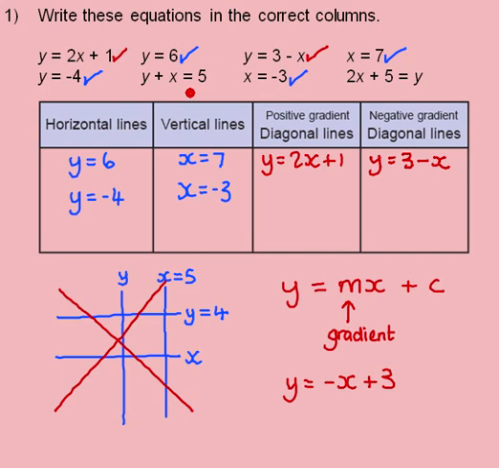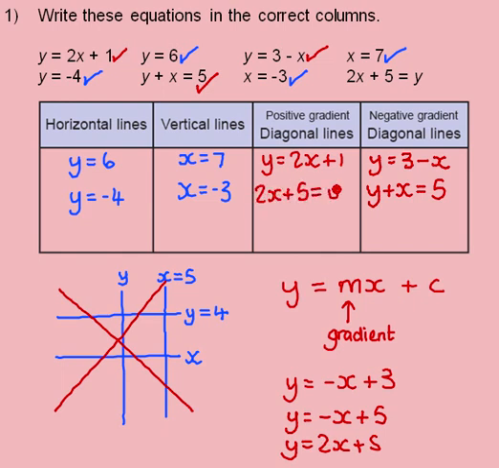Y plus x equals 5 also needs rearranging. I'm going to take x away from both sides to get y equals minus x plus 5. So I can see that x has a negative here, so it's a negative gradient. Finally, for this one here, if 2x plus 5 equals y, then y must equal 2x plus 5. And now I can see that the gradient is a positive number 2, so 2x plus 5 equals y goes here. Now I've put all of the equations in the correct columns.